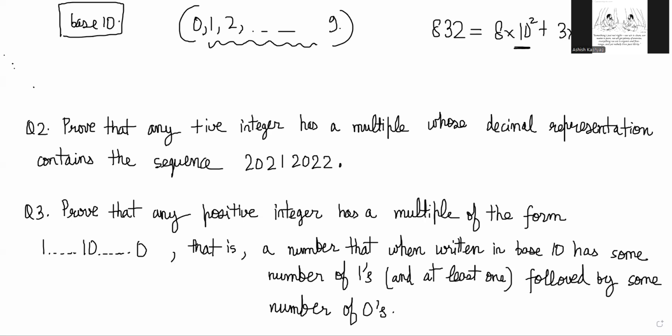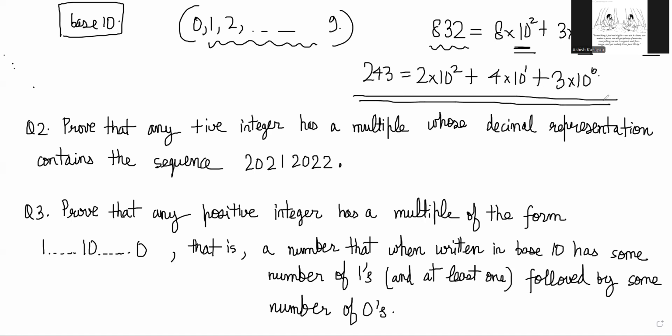Why is 10 so special that we have written the number like this? What is so special about 10? Why did we decide to make our numbers like this? 832 should mean this: 800 plus 30 plus 2. And 243 should mean 2 into 10 square plus 4 into 10 power 1 plus 3 into 10 power 0. Why have we decided to make our numbers like this? What is so special about 10?